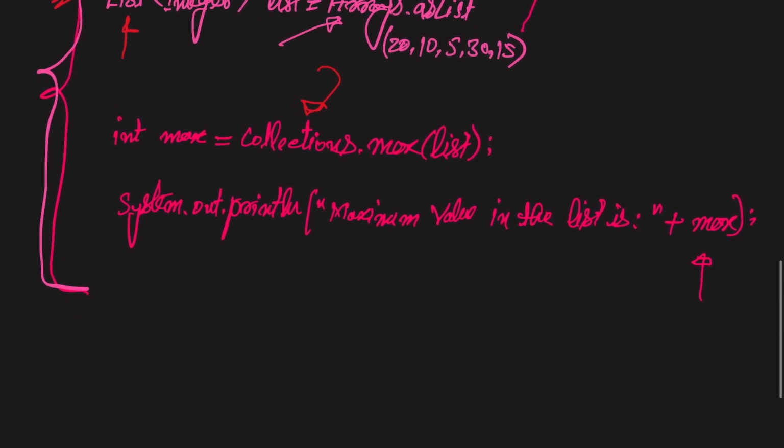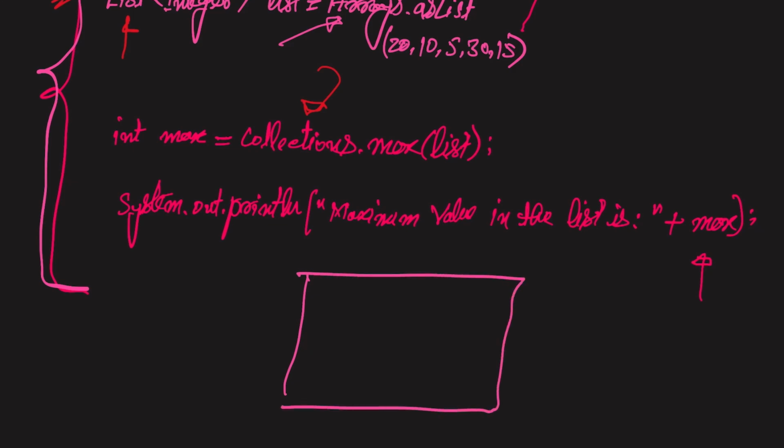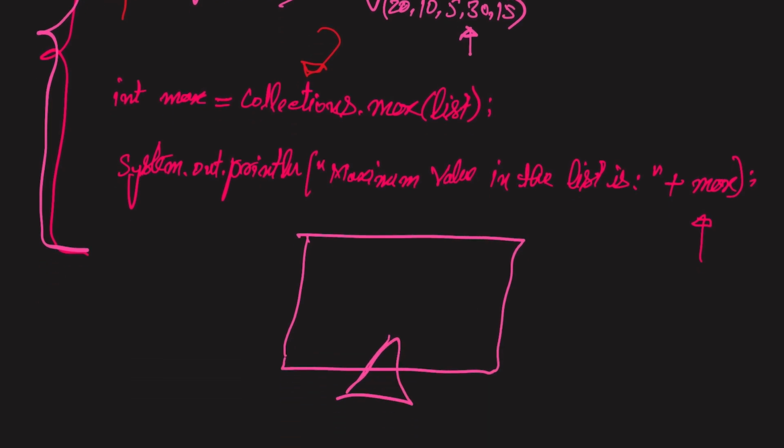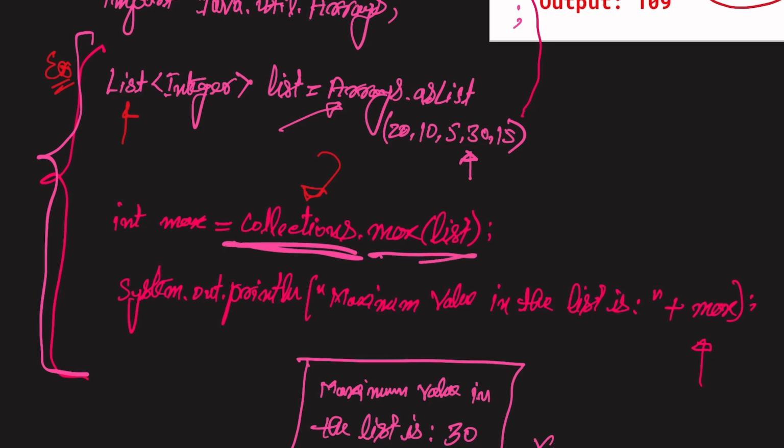So for the output, let me draw. For the output, you can see 30 is the largest value. So you will get the output: maximum value in the list is 30. Now you know the max method you can use for collections, as you have seen here if it is a list, but not for arrays.